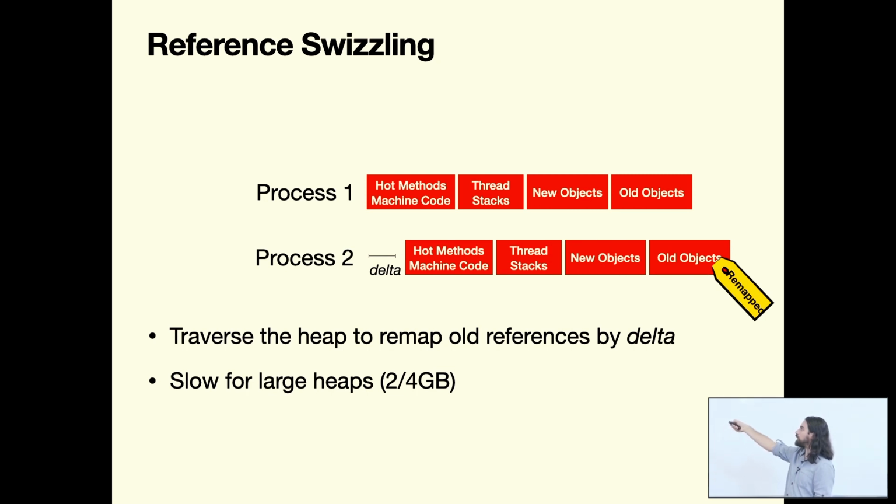will actually impact all the objects that are here, because here we store pointers. So you need to remap all the pointers. This is called reference swizzling. We need to traverse all the heap and map every pointer by a delta. This is because we are storing pointers here, and we don't have an object table or anything like that. And this can be very slow for 2-4 gigabyte images or snapshots.